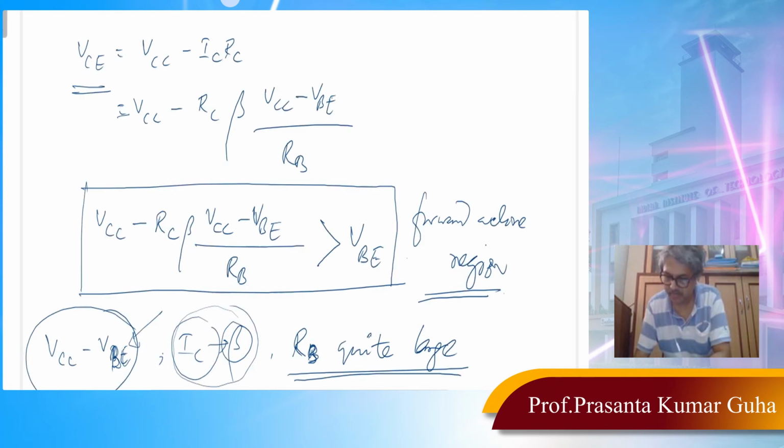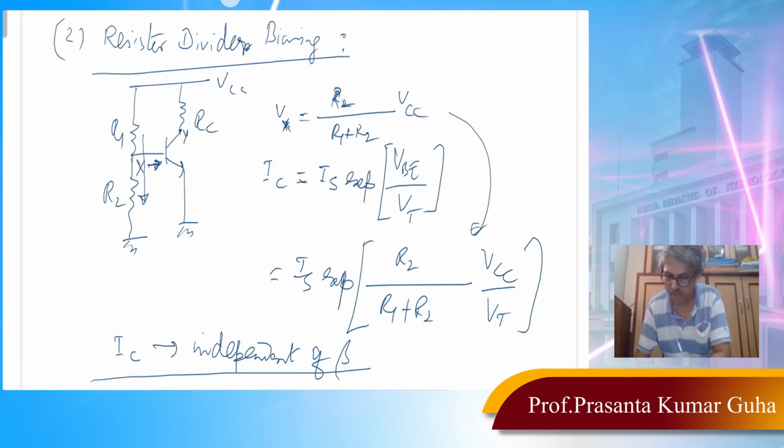Now why is beta dependence not good? Because as I said, if it is a discrete circuit and I need to change the transistor, I might not have a transistor of the same beta. In that case, your biasing point or your Q point changes. So to avoid that, if we have a circuit which is independent of, or very little dependent on, beta, then we will be in a better position as far as stabilizing the Q point is concerned.